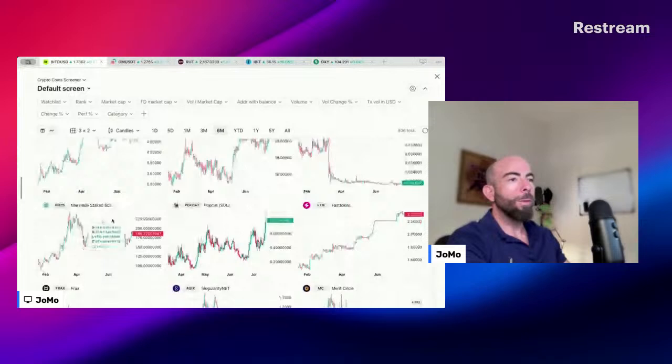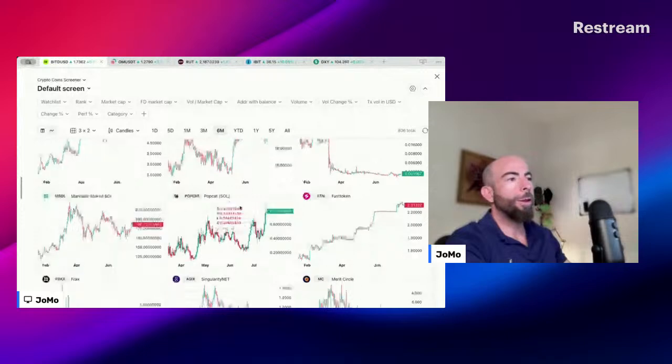And so Popcat, as you can see, another one that sticks out like a sore thumb. Why? Because it moved up in earnest, broke out, and now it's higher than before. So this is interesting. It's already on my focus list.